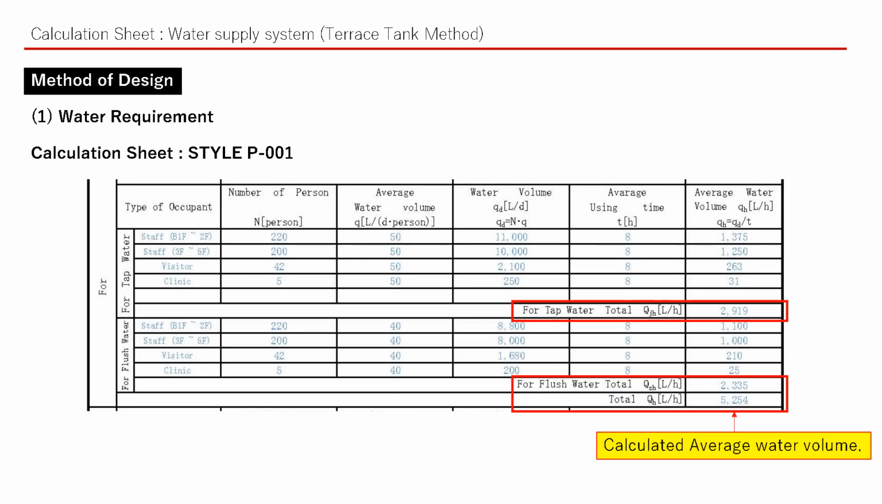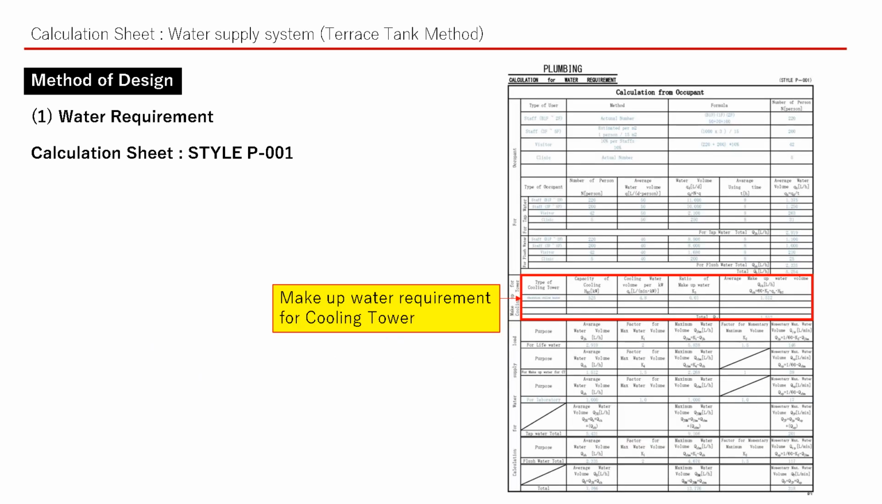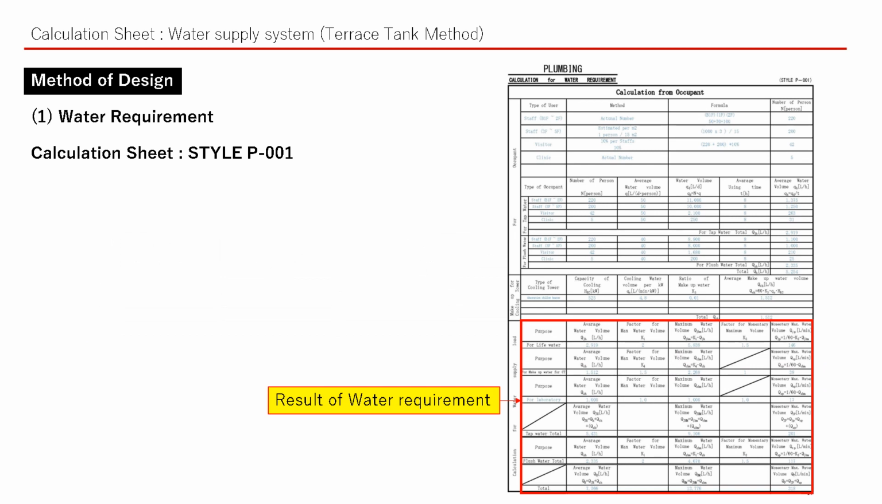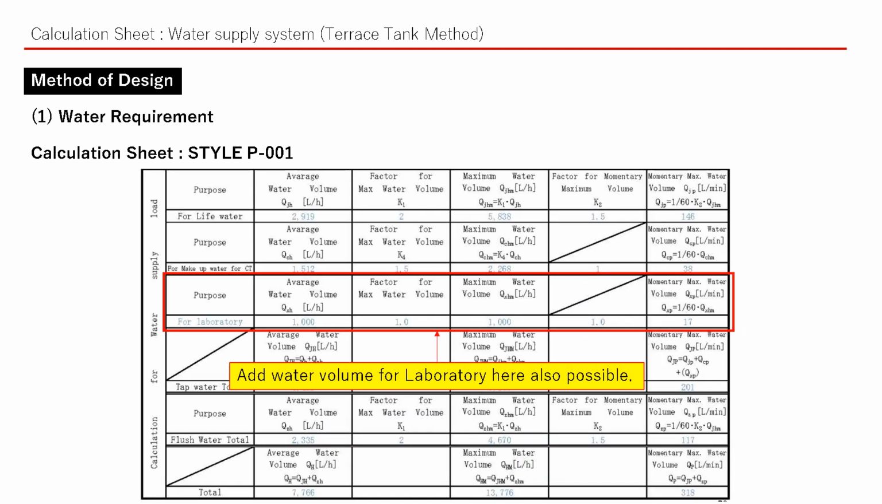This time we consider tap water and flush water line. So, we make summary for both. If we have makeup water for cooling tower or others, we can put requirement here. This time we consider makeup water for cooling tower like that. We will make summary of water requirement here. If we need to consider special water requirement, we can add here. This time, we add water volume for laboratory here.